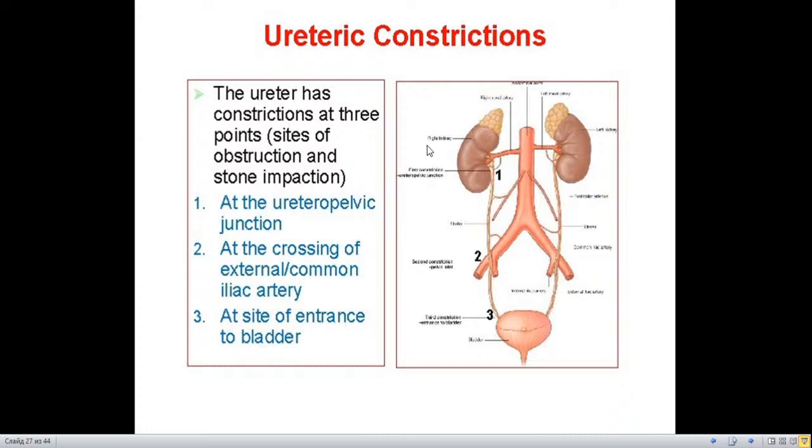The first constriction is located at the ureteropelvic junction. The second constriction is located at the level of crossing of the external common iliac artery. And the third constriction is located at the site of the entrance to the bladder. Reflect please this information in your notes.